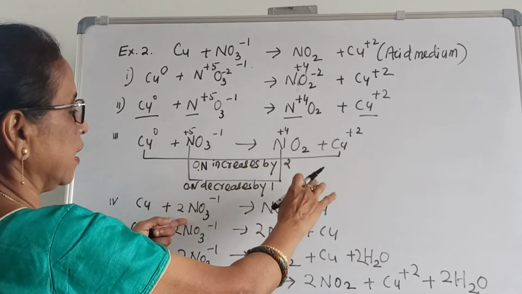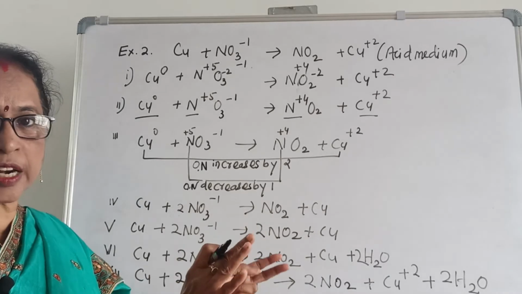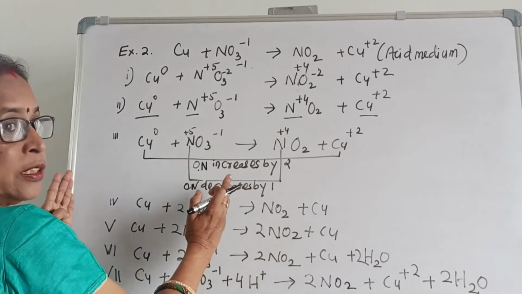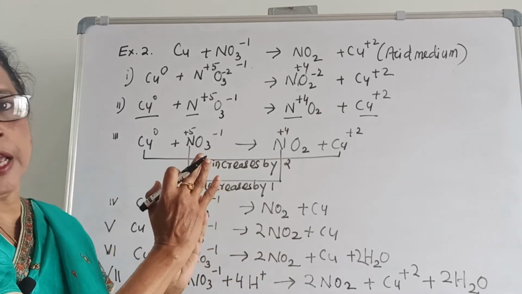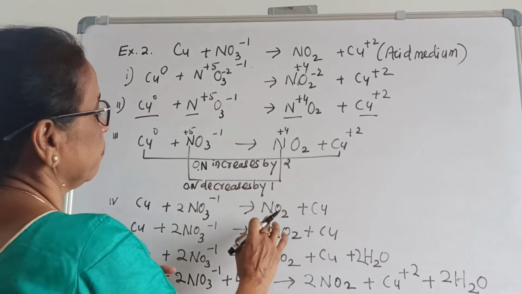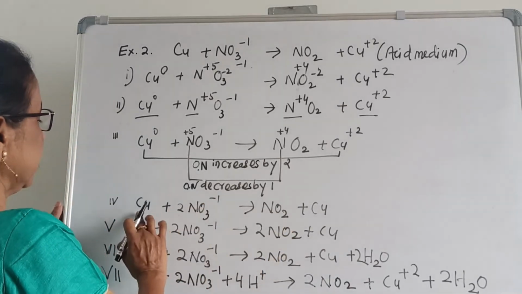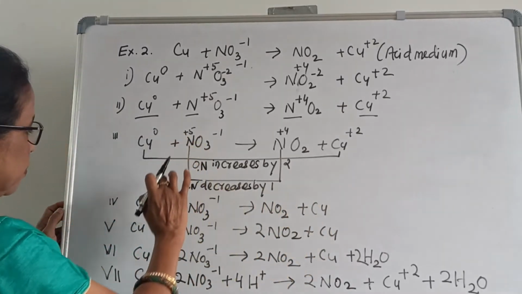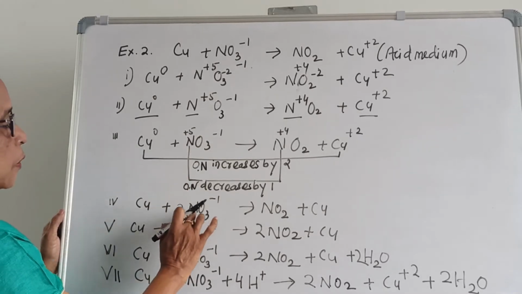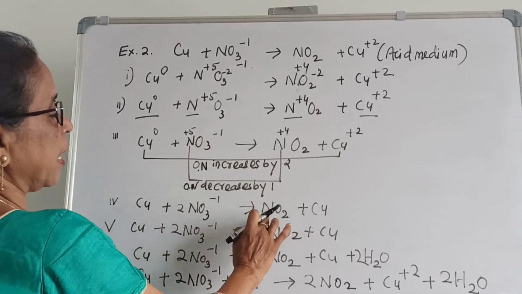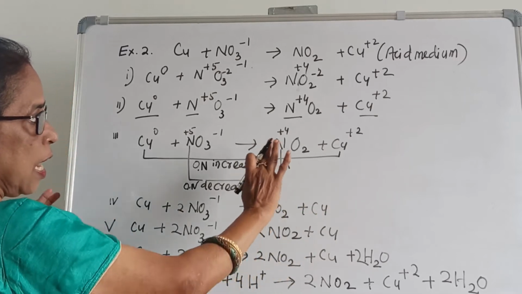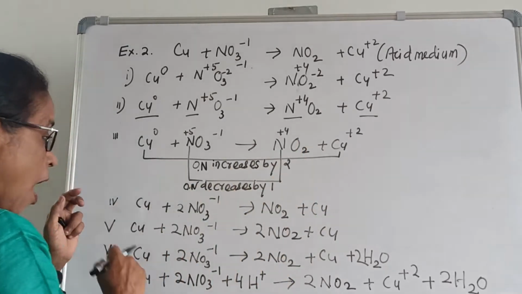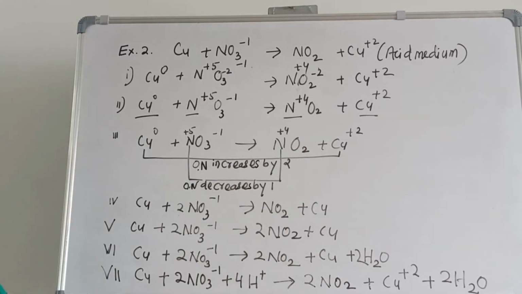And what is written here on the product side, because the product side you will not see here, only on the reactant side we will equate the oxidation number. Now here you see, this is the last answer up to here, Cu 2NO3 minus 1, and it gives NO2 plus Cu as it is.